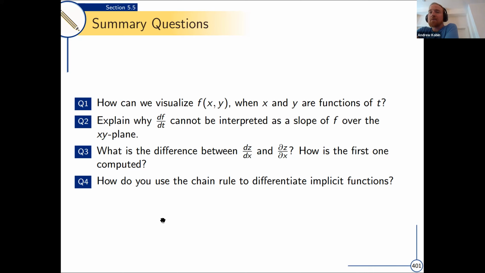What is the difference between the symbols dz dx and partial z partial x? And how are these computed? And finally, how do you use the chain rule to differentiate an implicit expression from single variable calculus or with more numbers of variables? That's it for this lecture.